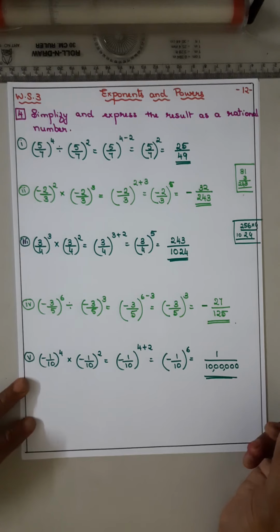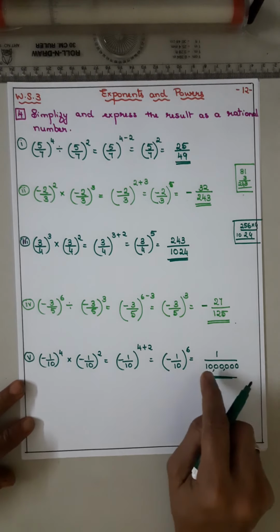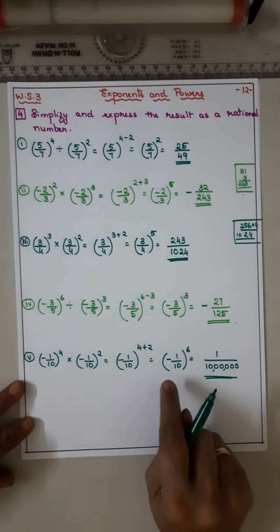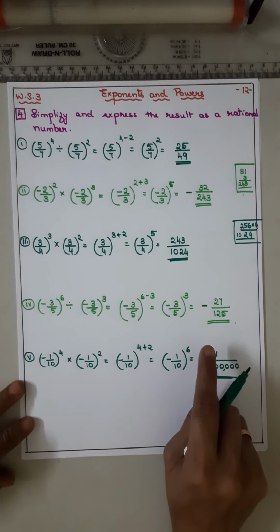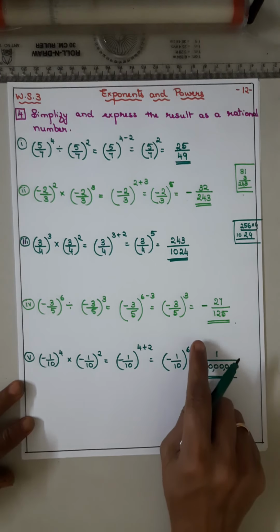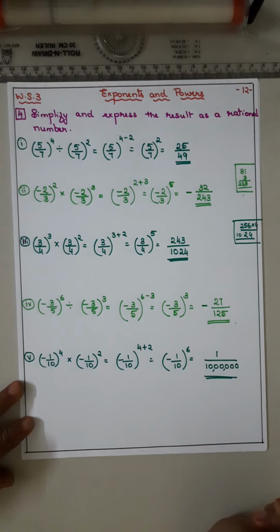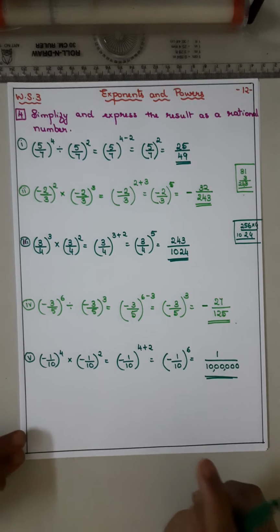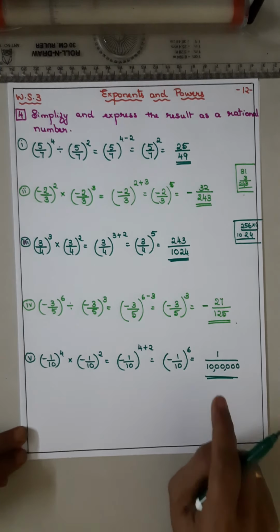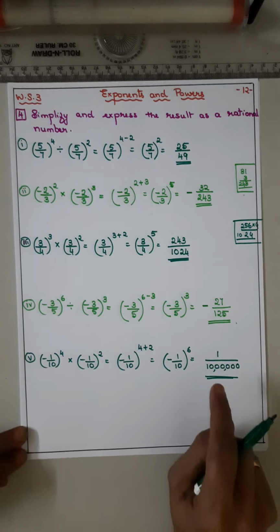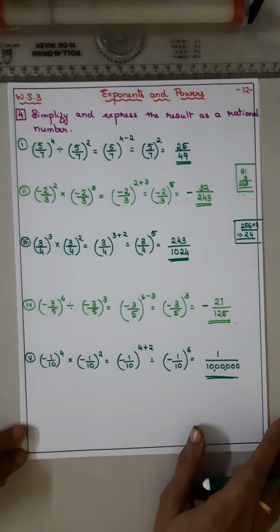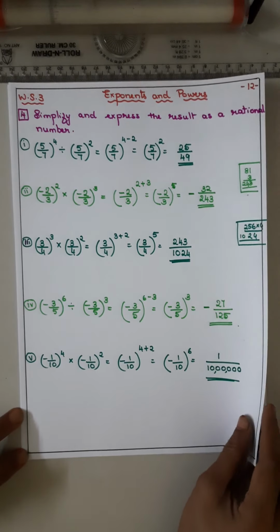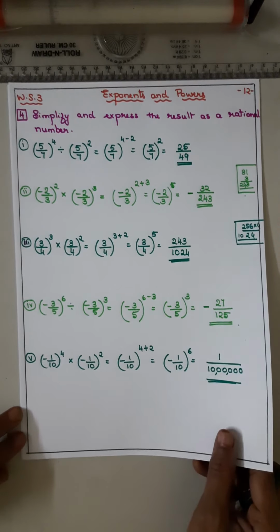Answer is 1 and 6 zeros. So whenever it is 10 with any power, then whatever the power is, that many zeros you have to put. Why? 10 to the power 1 is 10. 10 to the power 2 is 100, 2 zeros. 10 to the power 3, 1 and 3 zeros. 10 to the power 4, 1 and 4 zeros. Like that. So hope you understood this question number 4.